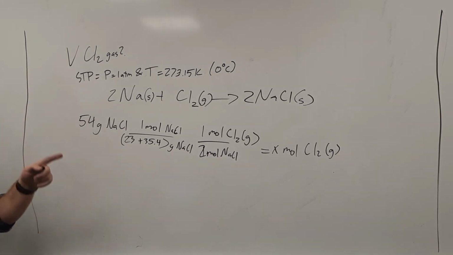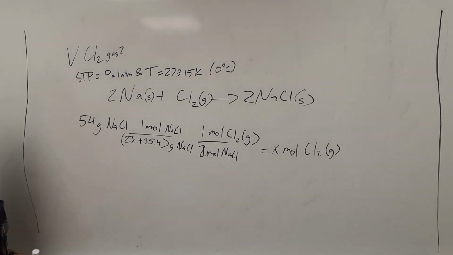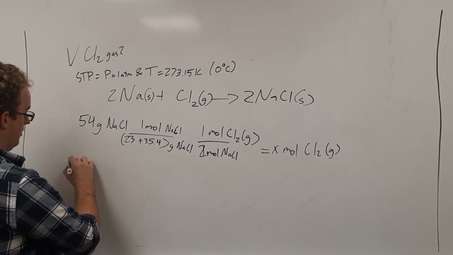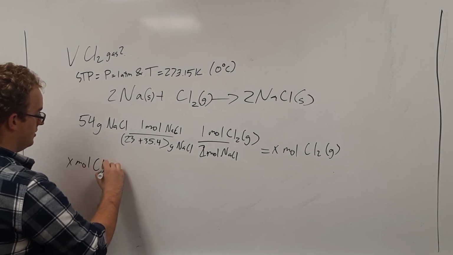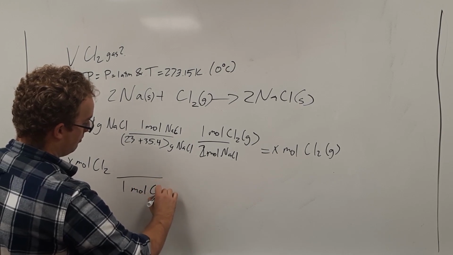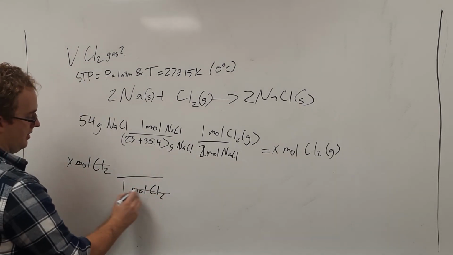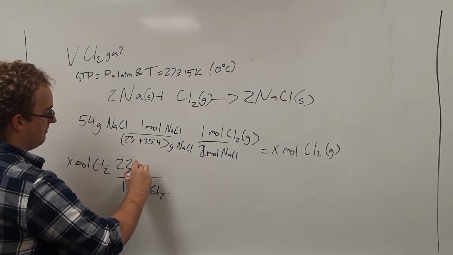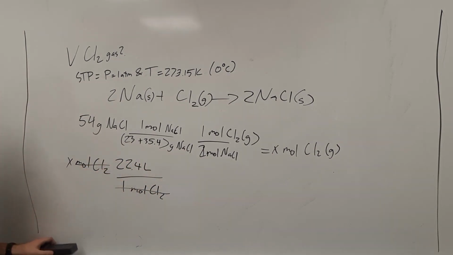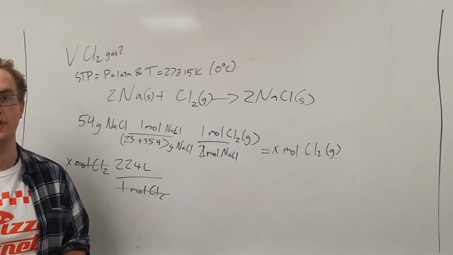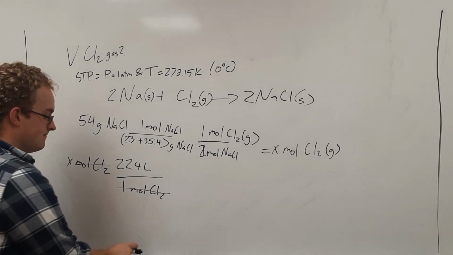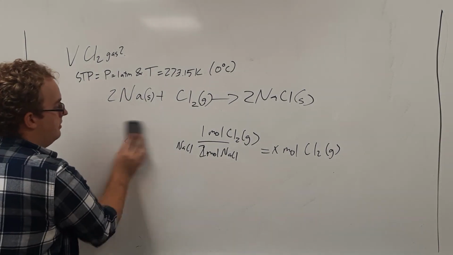We could also think about it as, at STP, 1 mole of gas will be 22.4 liters. So I could just think, okay, times X moles of Cl2, and for every 1 mole of Cl2, I put it on the bottom so that our units will cancel, we get 22.4 liters of gas. And so we multiply X by 22.4, and we know how to solve for that answer. So that's how we would approach that problem. Let's move on.